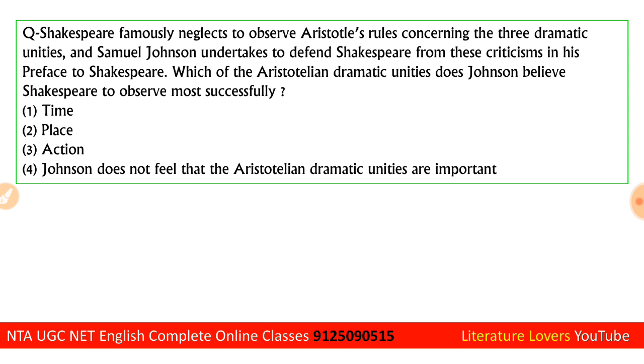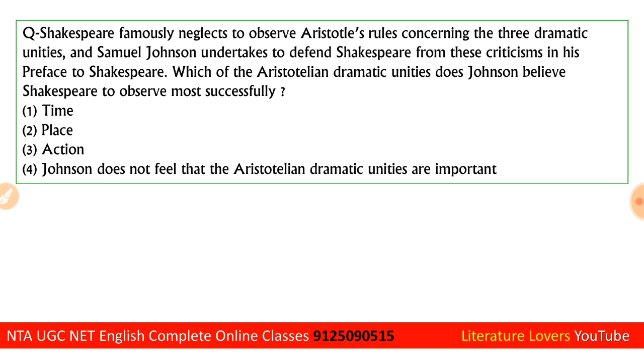So here is the next one. Shakespeare famously neglects to observe Aristotle's rule concerning the three dramatic unities, and Samuel Johnson undertakes to defend Shakespeare from these criticisms in his Preface to Shakespeare. Which of the Aristotelian dramatic unities does Johnson believe Shakespeare observes most successfully? Time, place, action, or finally, Johnson does not feel that the Aristotelian dramatic unities are important. So please do select the right answer. Hurry up.